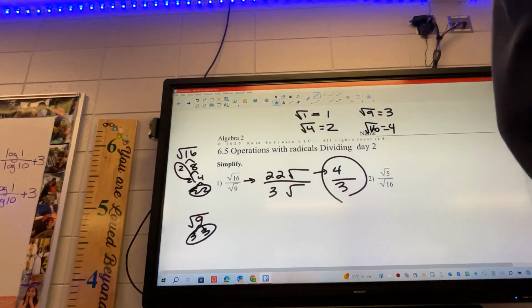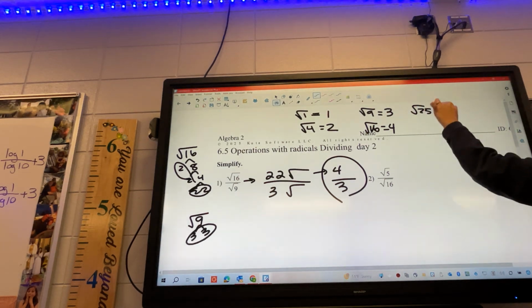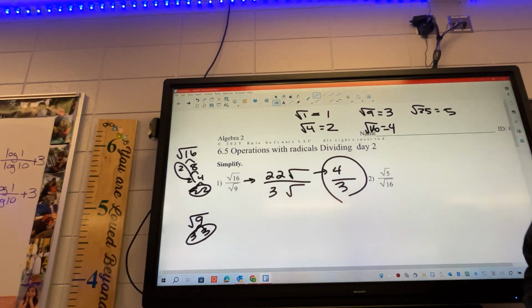However, I know that some of you guys do not, but it's very easy for you to make your own list. What would be the next one? What's 5 times 5? 25. The very next one would be square root of 25 equals 5. You could do the 6s, you could do the 7s. You can make your own list very easily.